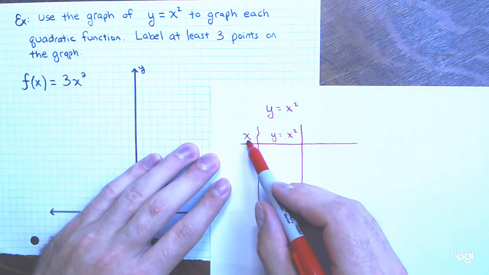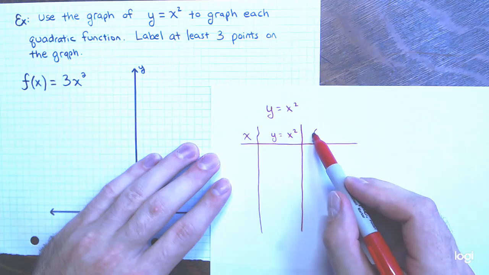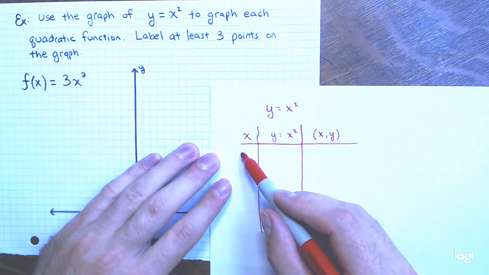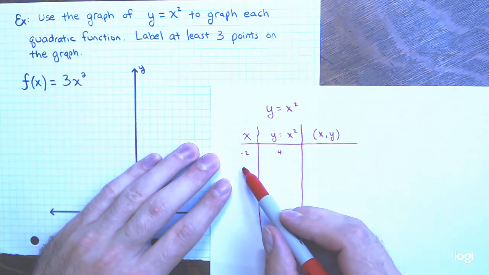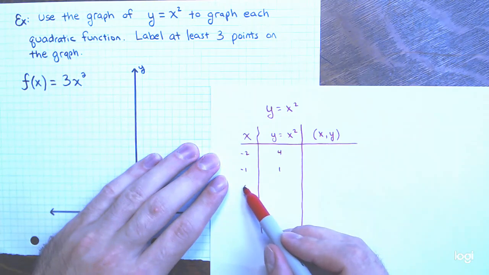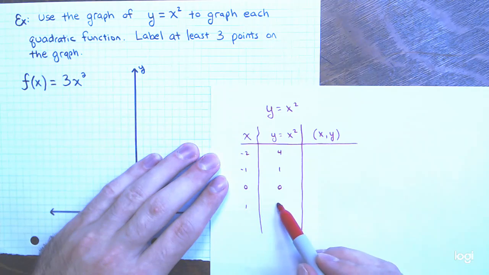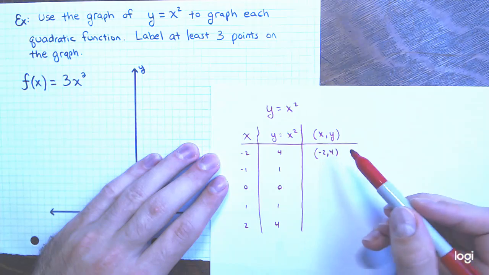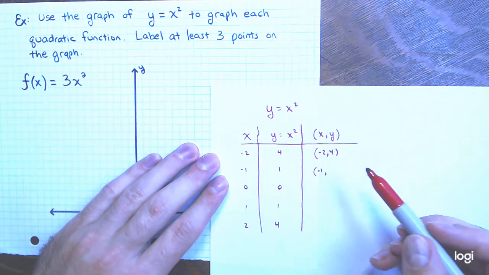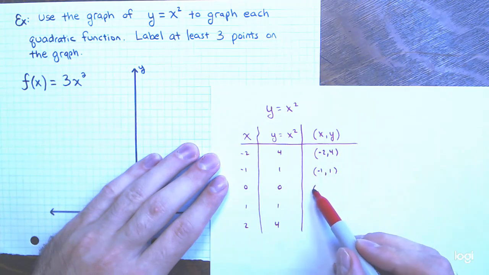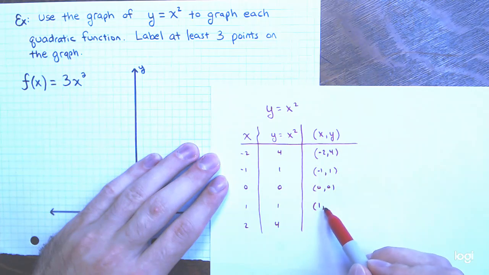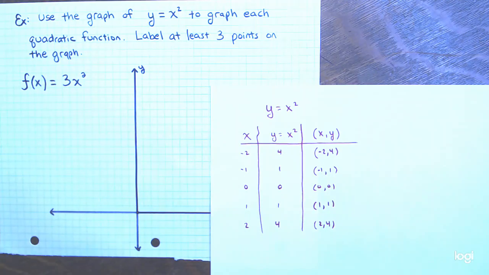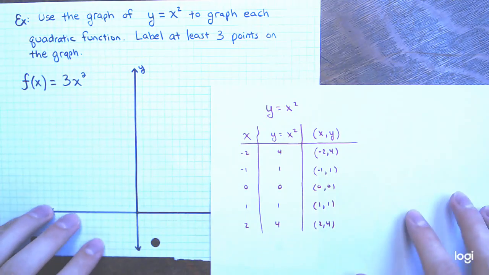And so input x, how the output's calculated, and then the ordered pair we'll be plotting. So negative 2 squared is 4, negative 1 squared is 1, 0 squared is 0, 1 squared is 1, 2 squared is 4. So I'm plotting these 5 points, and there are infinitely many points, so I'm just plotting these 5 special ones, and we'll draw the rest of the graph once we see the pattern.